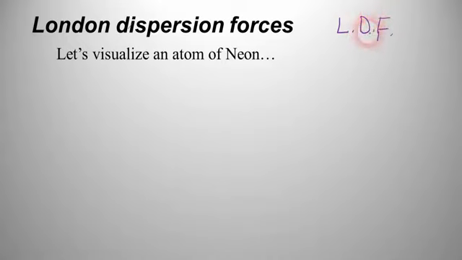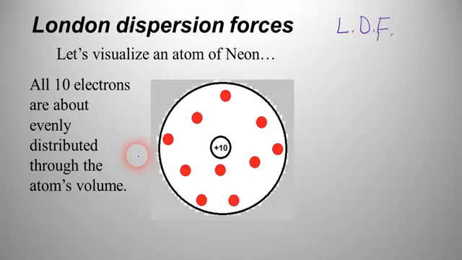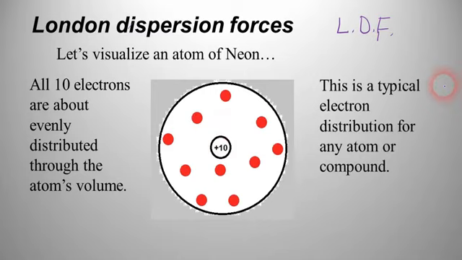Well, let's start by visualizing what an atom of neon looks like. Now, of course, this is a fairly simplified picture. We have 10 protons in the middle, and there are 10 electrons that are buzzing around that nucleus in the electron cloud. Now, generally speaking, we're going to assume that all of these 10 electrons are pretty much evenly distributed throughout that atom. Now, that's pretty typical in an atom or a compound. The electrons are fairly evenly distributed as you look around the molecule or the atom.